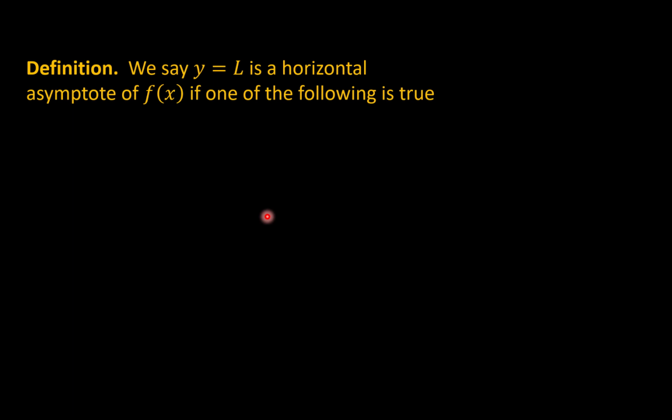Now, parallel to the concept of vertical asymptote we just defined a moment ago, we can define horizontal asymptote. So here's the definition. We say y equals L is a horizontal asymptote of the function if, as x goes to infinity, f(x) approaches L, or when x goes to minus infinity, f(x) approaches L.